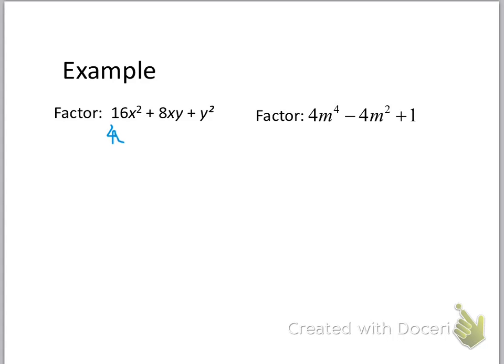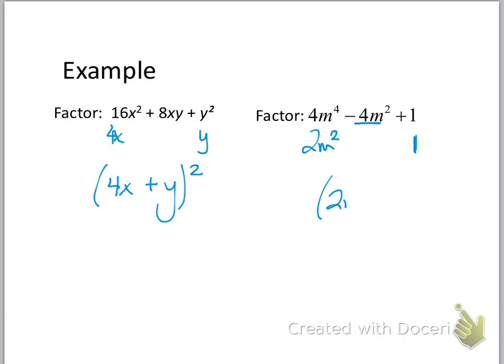So this is 4x squared, and this is y squared. And 4x times y times 2 is 8. So it is a perfect square trinomial. And that's how we factor it. This is a number squared. And this is a number squared. And this times 2 is negative 4. So 2m squared minus 1 squared.